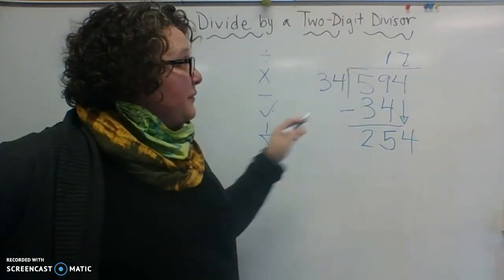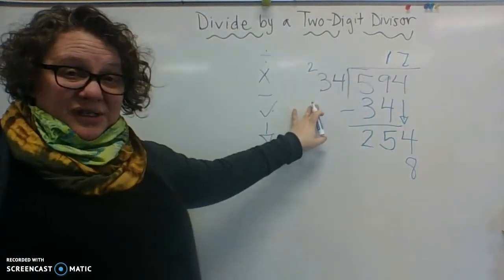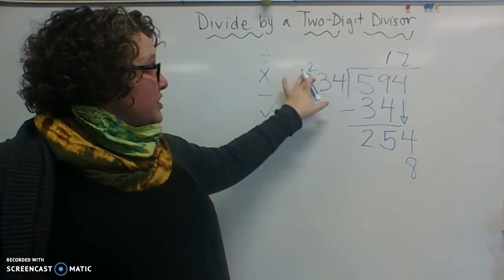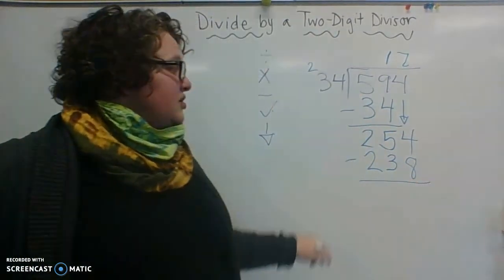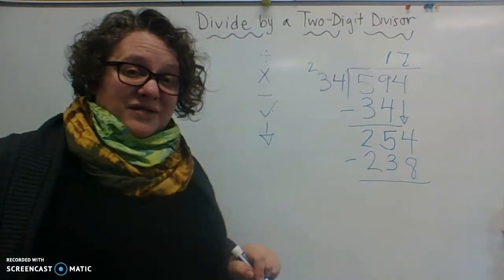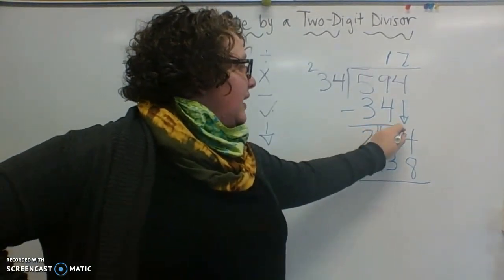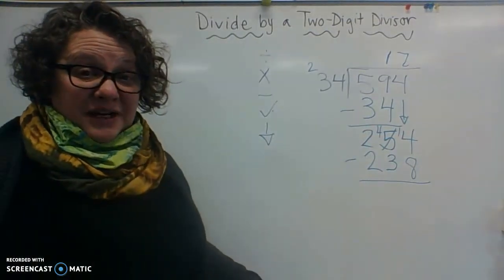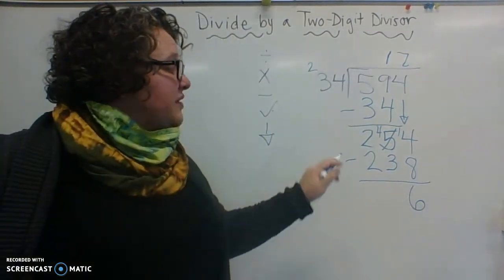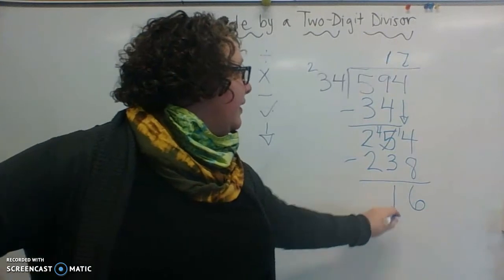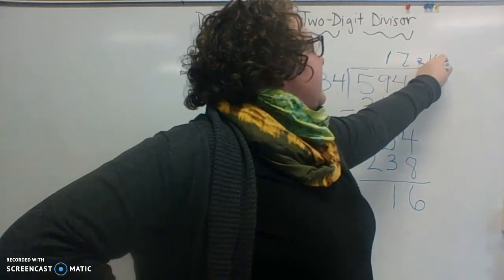So 7 times 4 now is 28. I'm going to carry my 2. 7 times 3 is 21, 22, 23. So now I have 238. 238 is less than 254, so now I can subtract. I need to borrow, so I have 4, and I have 14. 14 minus 8 is 6. Okay. 4 minus 3 is 1. So, and there's nothing else left to drop down, so I have a remainder of 16.